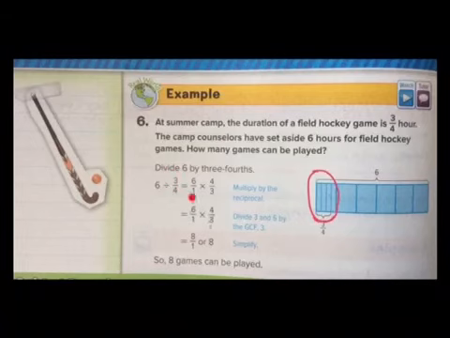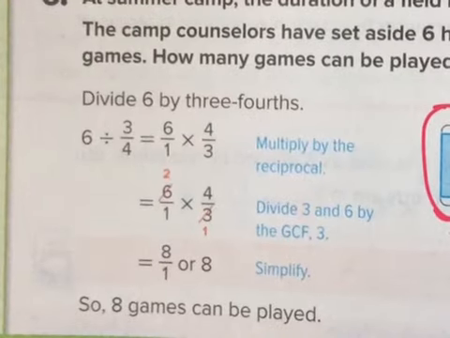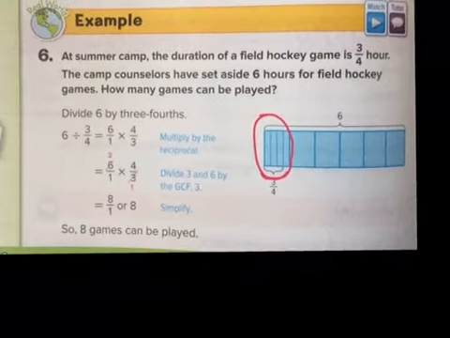So we put it over 1, we change it to a multiplicative inverse. We cross-reference. Remember how we learned about cross-referencing in the last lesson? We cross-reference so we see that over here we have multiples of 3. So we put 1 there and we have two 3's there. Now I can just multiply straight across. 2 times 4 is 8 and 1 times 1 is 1. So it's 8. So we can play 8 hockey games.